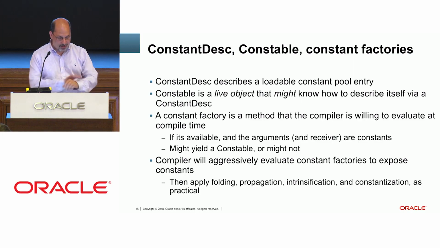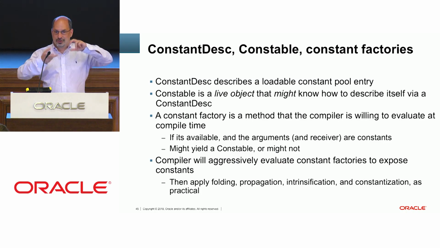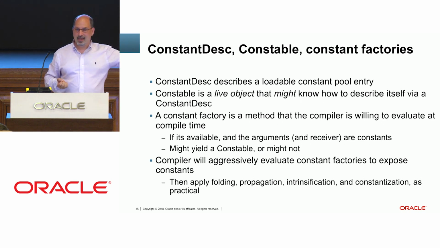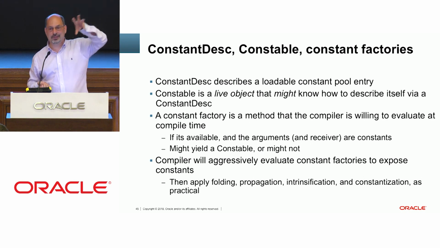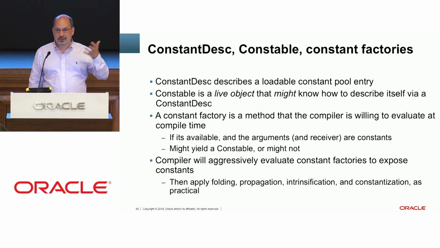So let me summarize what we've done. A few new abstractions. Constant descriptor describes a loadable constant pool entry. Constable describes a live constant, like a java.lang.Class. And these two things are kind of duals of each other. The constant descriptor can be resolved into a live object, and a suitable live object can describe itself with a constant descriptor. And then we have these methods and fields that are tagged as constant factories, and those are things that are safe to evaluate reflectively at compile time. That comes with restrictions, and it only bothers to do that if the arguments themselves are also constants. And a constant factory might yield a constable, it might not.